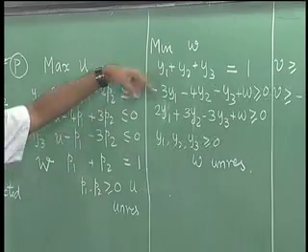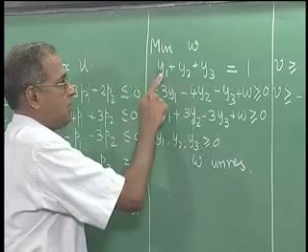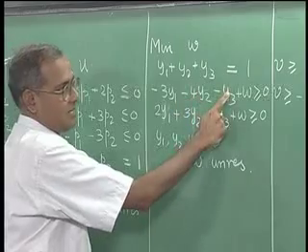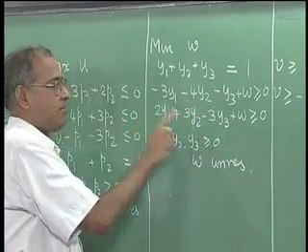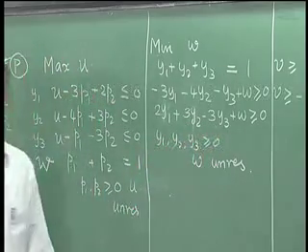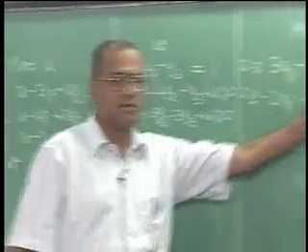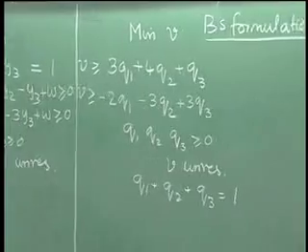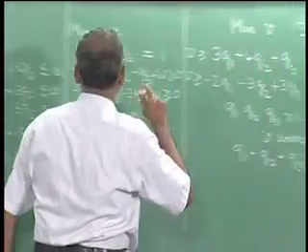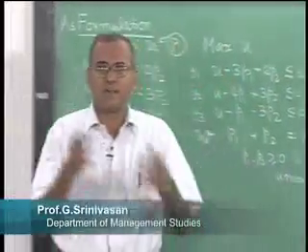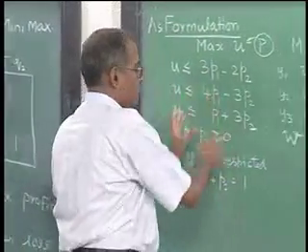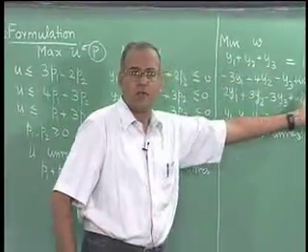Now we can rewrite this as minimize w, y1 plus y2 plus y3 equal to 1, w greater than or equal to 3y1 plus 4y2 plus y3, w greater than or equal to minus 2y1 minus 3y2 plus 3y3, y1, y2, y3 greater than or equal to 0, w unrestricted. And if we compare this with this, we understand the dual of A's problem is actually B's problem, where y1, y2, y3 are the q1, q2, q3 and w becomes V. So there is a primal dual relationship between A's problem and B's problem. So if we solve one of them, we can apply the duality principle to solve the other one.